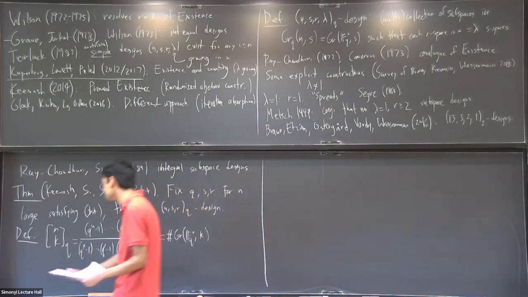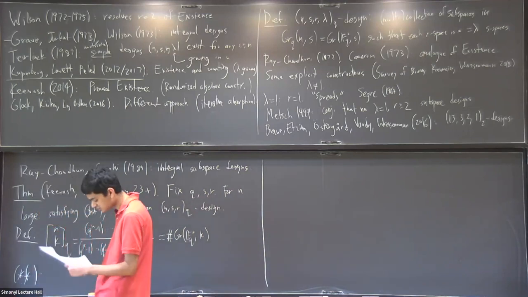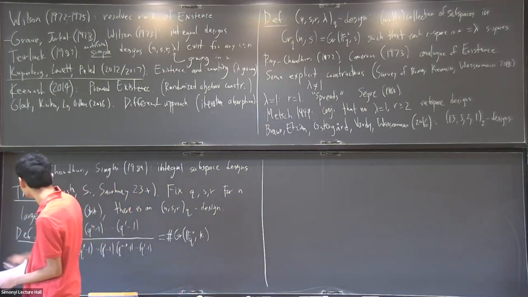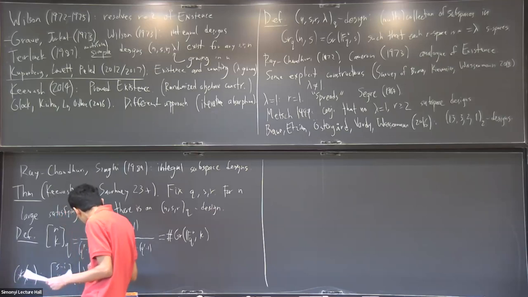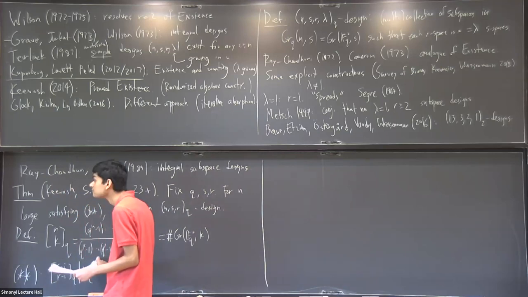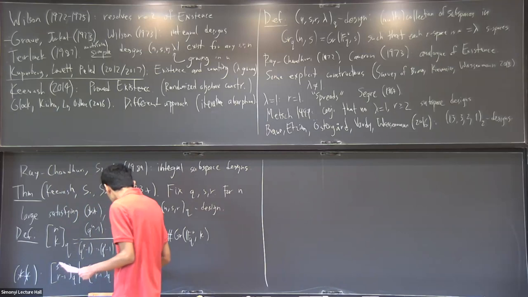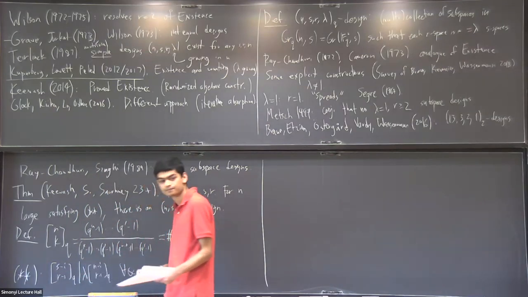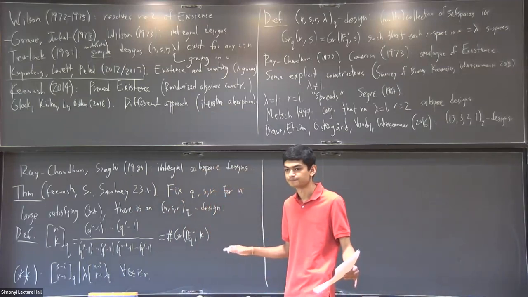And then our divisibility conditions, star star, are just going to be something like the same thing, but you put q by n. Clear to everyone?